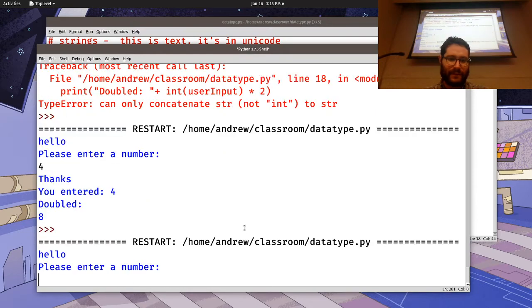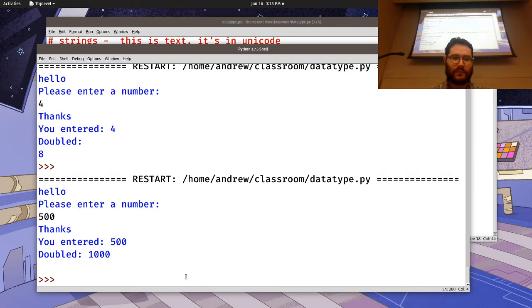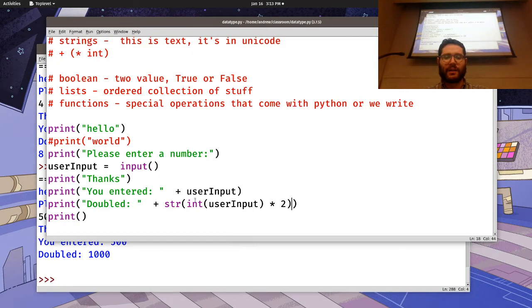Okay? Please enter a number. 500. You entered 500, and so now parentheses work, right? So we take user input, which is 500, turn it into an integer, multiply it by 2, and then turn that result into a string. Typically, we don't need to do that too much. In fact, there's something easier we could do.